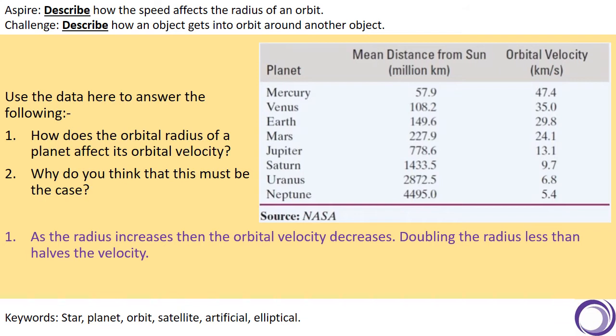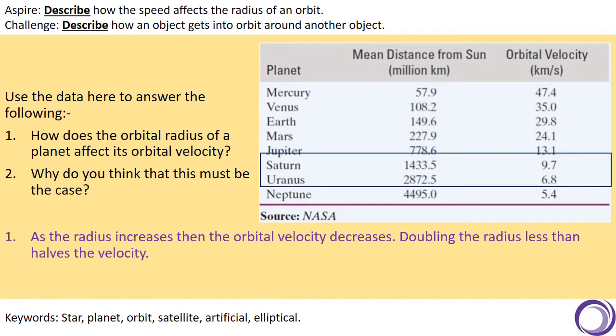So let's have a look at some numbers. I've picked Saturn and Uranus. The reason I picked them, there are other numbers that you could use, is that the distance of Uranus from the sun is roughly twice the size of Saturn to the sun. So if we go from 1433.5 to 2872.5, it's an increase of 2. Let's have a look then what that does to the orbital velocity. So it's going from 9.7 to 6.8, so it's going down, but it's actually going down by a factor of 1.4. So doubling that distance, less than halves the orbital velocity.